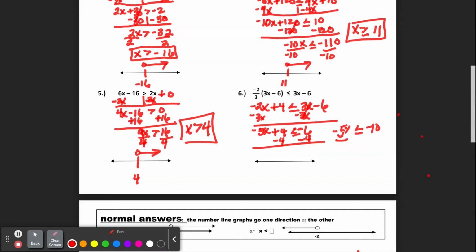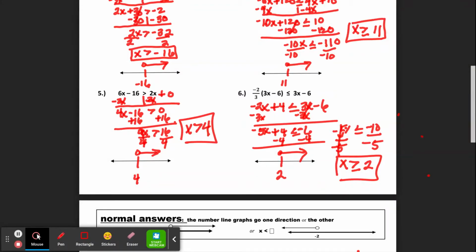Divide both sides by negative 5. When you divide by a negative, you flip the inequality symbol. So this will become x is greater than or equal to negative 10 divided by negative 5, which is positive 2. So we're going to put a 2 here. Closed circle because it has an equal sign underneath it. And greater than 2 would be all numbers to the right.